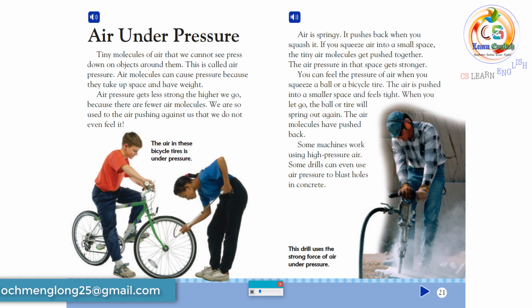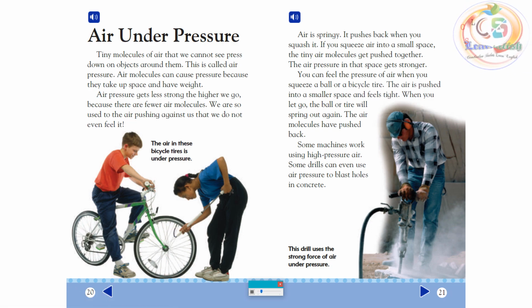Air under pressure. Tiny molecules of air that we cannot see press down on objects around them. This is called air pressure. Air molecules can cause pressure because they take up space and have weight. Air pressure gets less strong the higher we go because there are fewer air molecules. We are so used to the air pushing against us that we do not even feel it.